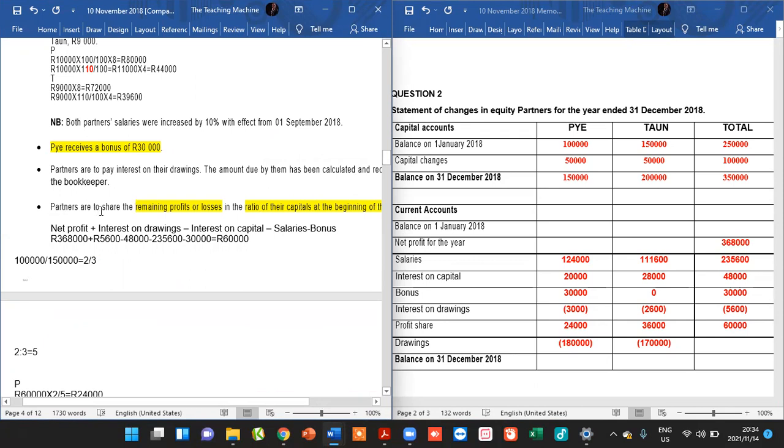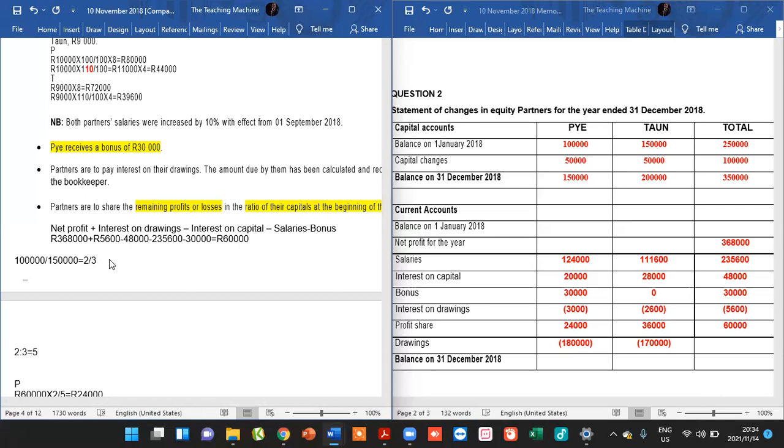Information says that the partners are to share the remaining profits or losses in the ratio of their capitals at the beginning of the year. How much are the capitals at the beginning of the year? For P, we have 100,000. For T, we have 150,000. So if you say 100,000 over 150,000 using the Casio or the financial calculator, it should give you a ratio 2/3.